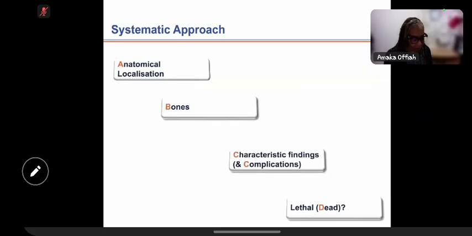So then you've got your imaging in front of you. You now want to look at it and try and reach a diagnosis. And this is where the ABC comes into it. Anatomical localization, bones, characteristic findings and complications. And is the child dead or alive? Are you dealing with a lethal or a non-lethal condition? The D is also for the dysplasia protocol, which we've just been talking through.